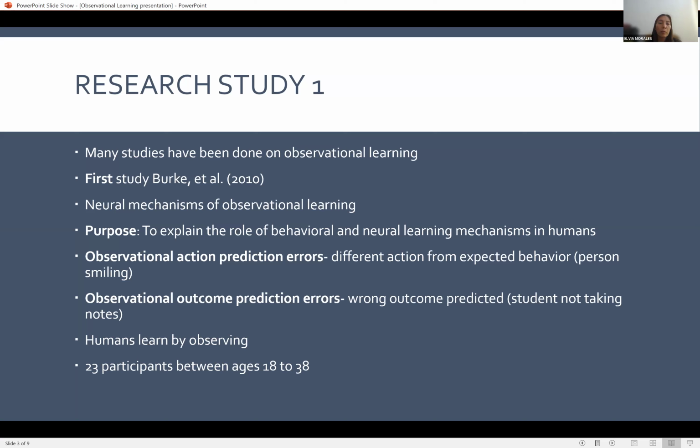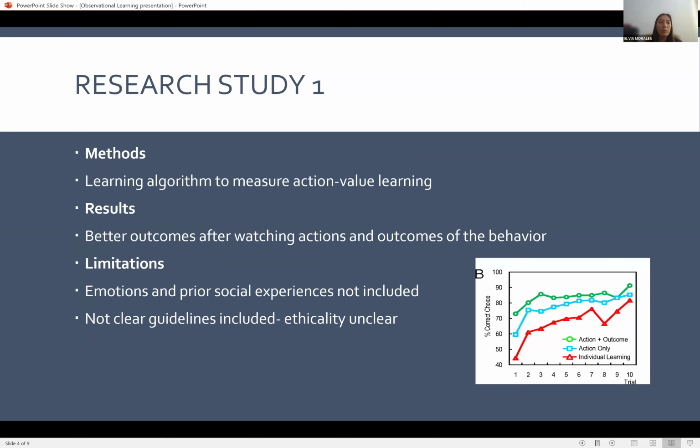According to this study, humans learn by observing, and that is seen since we are born and throughout all our lives. During the study, 23 participants were included, and they varied from ages 18 to 38 years of age. Some of the methods used here were learning an algorithm to measure action value learning to get a more accurate measurement of this behavior. The results found in the study show that better outcomes after watching actions and outcomes of the behavior are higher than only watching actions.